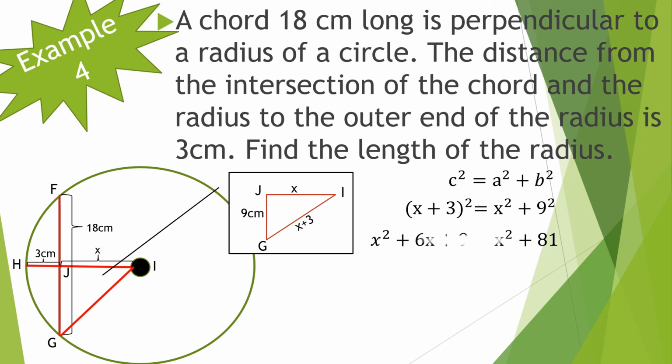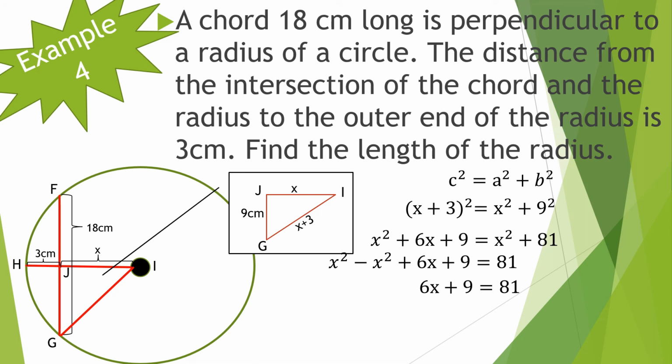Okay, so let's simplify. X plus 3 squared is X squared plus 6X plus 9, equals X squared plus 9 squared, which is 81. After that, combine like terms. Transpose X squared to the other side. X squared minus X squared becomes 0. So what is left is 6X plus 9 equals 81.